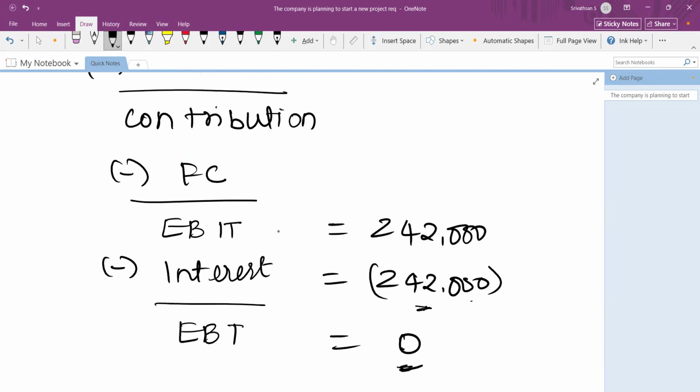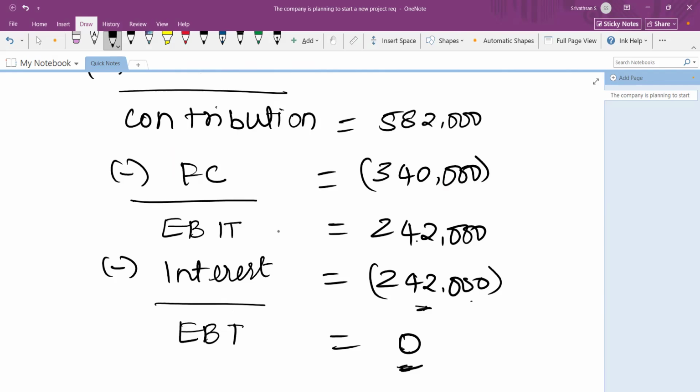So EBIT should be 2,42,000 and interest is 2,42,000. So EBT will become 0. Now, what is the amount of fixed cost that is given in the question? It is 3,40,000 directly given in the question. Now, what will be the contribution so that EBIT will be 2,42,000? So 2,42,000 plus 3,40,000, we get contribution of 5,82,000. If contribution is 5,82,000 and the fixed cost is 3,40,000, only then EBIT will be 2,42,000. And if EBIT is 2,42,000 and interest is 2,42,000, EBT will be 0.